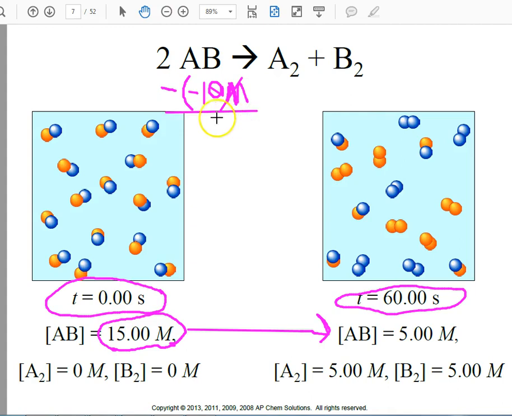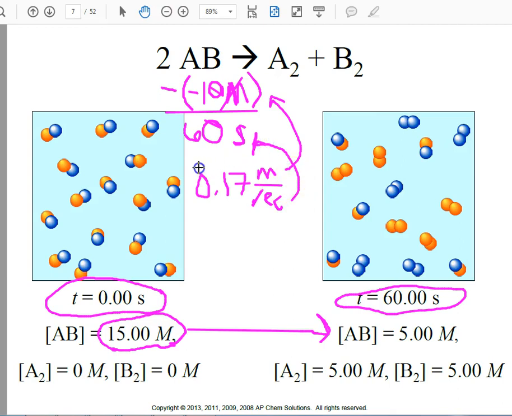divided by how much time went by. That was a change in time of 60 seconds. Okay, so our rate for this reaction is 10 divided by 60. So that's 0.17 molarity over seconds. Now the units are usually easy to figure out on these problems as long as you include your units in your math. So we had molarity on the top and seconds on the bottom, so our rate is molarity per second. Now this is the rate for which of these? This is only the rate for AB. The rate for A and B as our products is different because they have different coefficients.